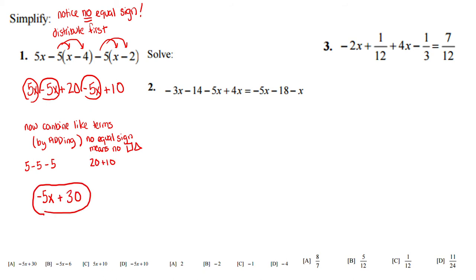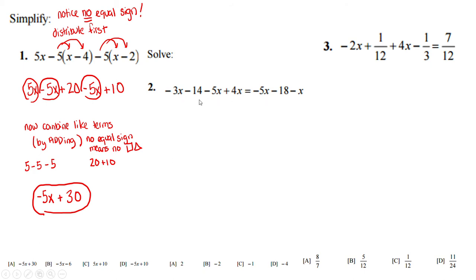Keep in mind here, very important, this is the main reason why I'm doing this today, there is no equal sign. This is called an expression when there's no equal sign. So all we can do is have this as our answer. We cannot keep going. We cannot solve for x because there's no equal sign. Okay, number 2, however, does have an equal sign.